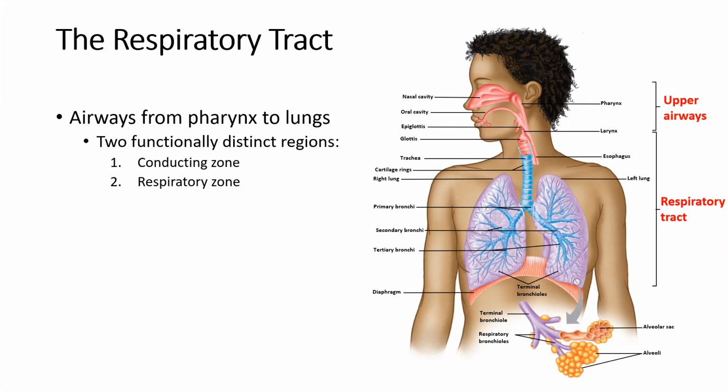The respiratory tract is then further divided into two distinct regions. We've got the conducting zone, and then we've got the respiratory zone. Can anyone predict the difference between the conducting and respiratory zone? So what does it sound like the conducting zone is responsible for? How would you just sort of guess, just by looking at these two terms, the difference in function?